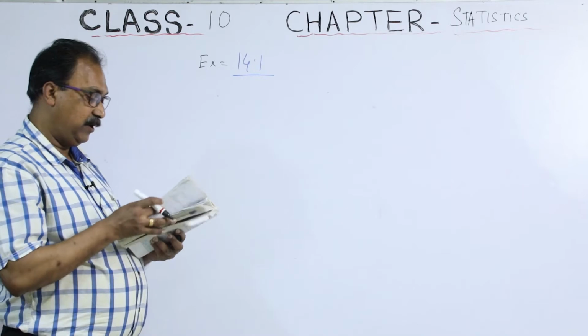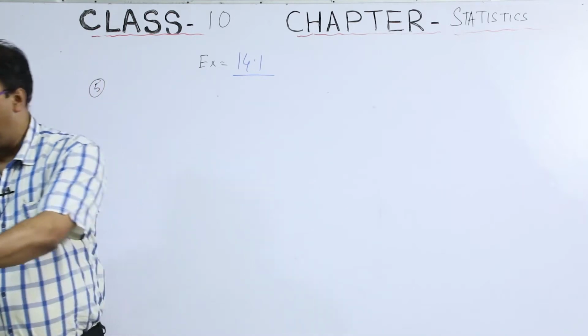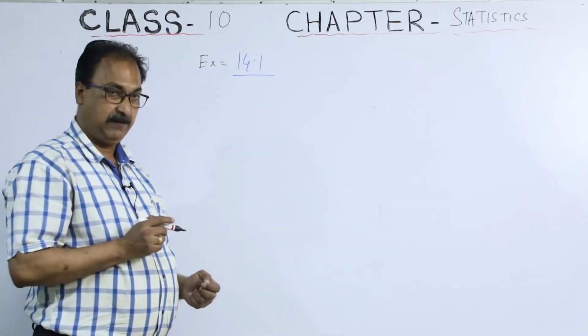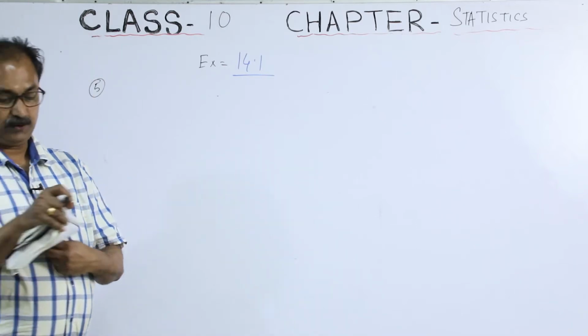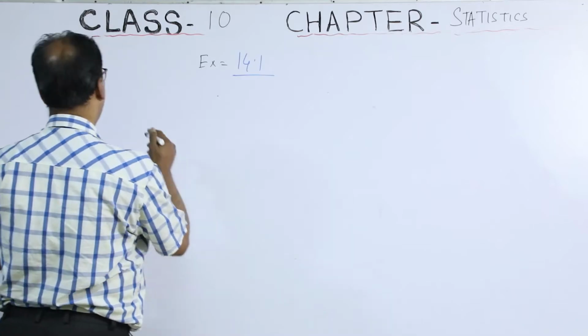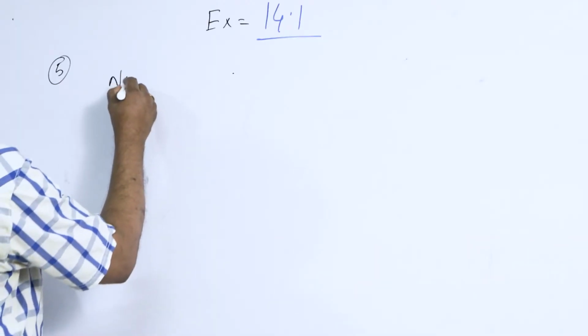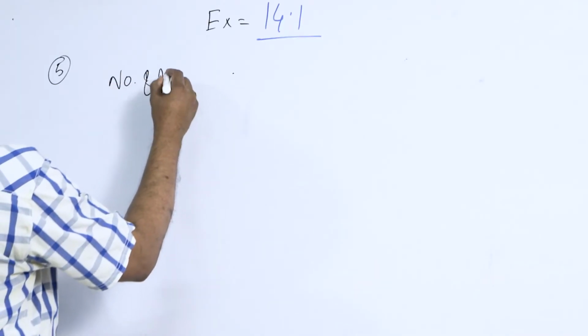Which method of finding the mean should we choose? You can choose any method. I'll show you the step deviation method, or you can also do the direct method. Okay, which one will we do? This one. Now look at it. Number of mangoes, that's what we call class intervals, okay.